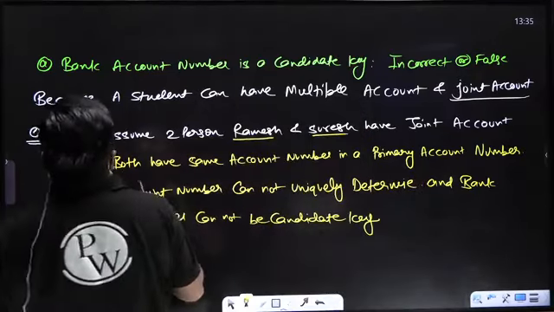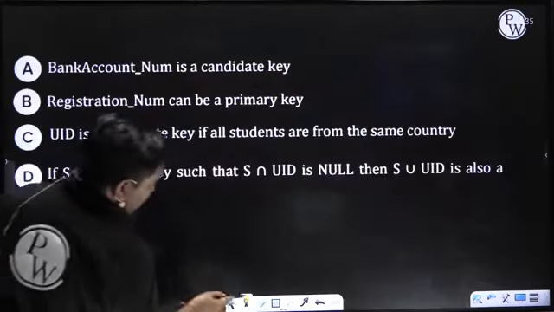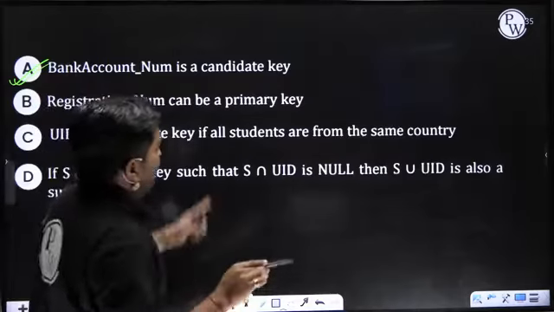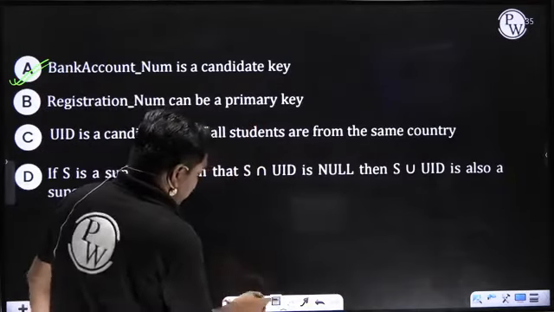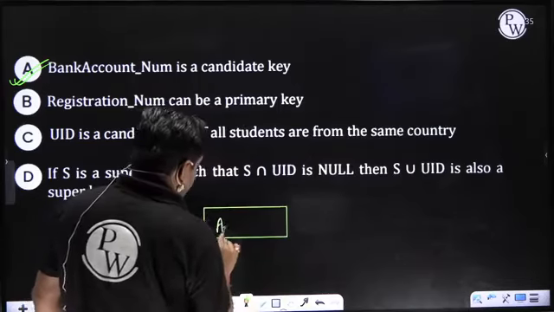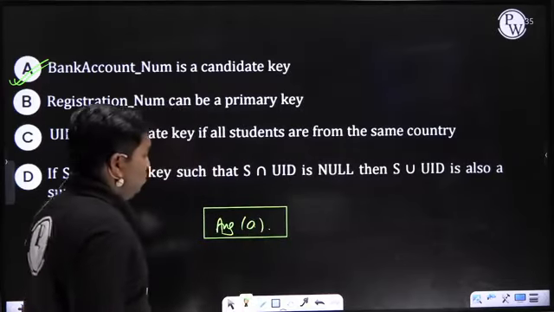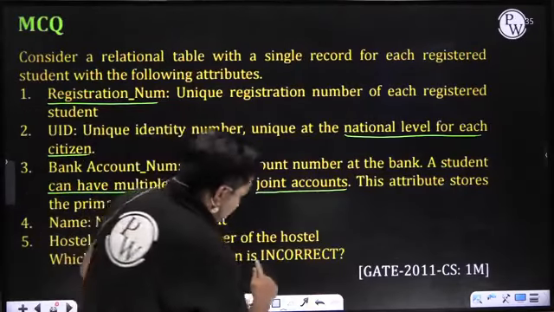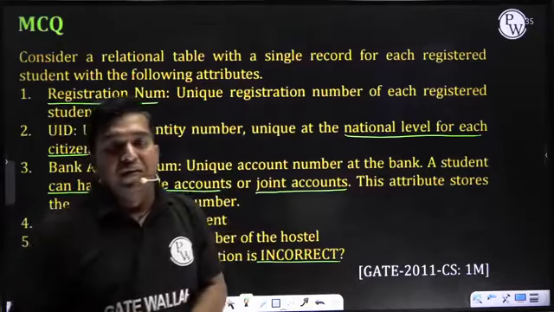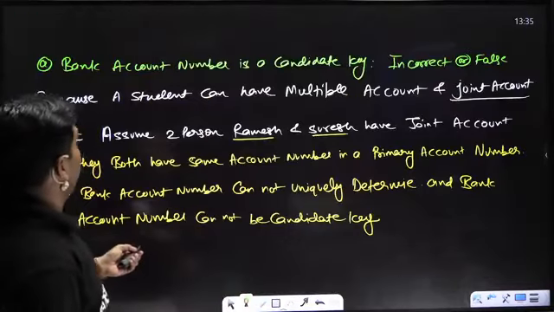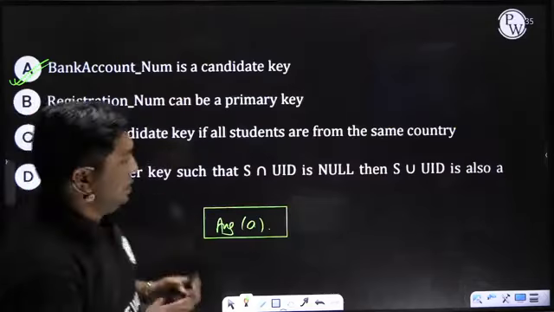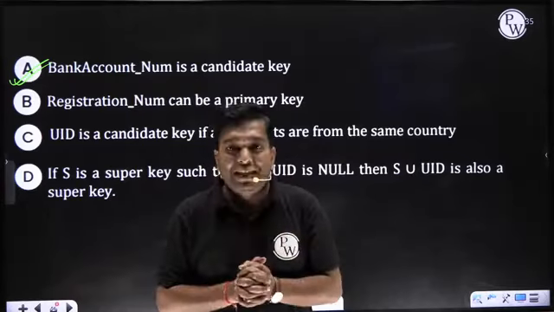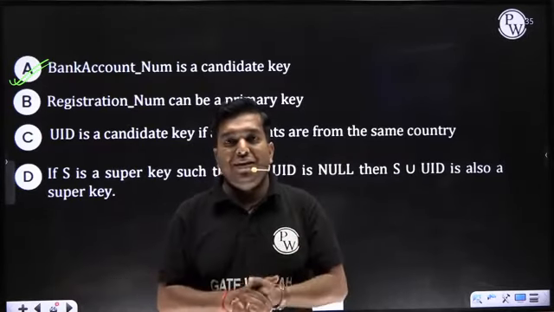That's why, my dear student, A is not a candidate key. It is mentioned A is a candidate key. So A is the correct answer, because this question is asking about the incorrect statement. Account number cannot be a candidate key, but it is mentioned account number is a candidate key. So A is the correct answer for this question. Hope you get it. Thank you everyone.